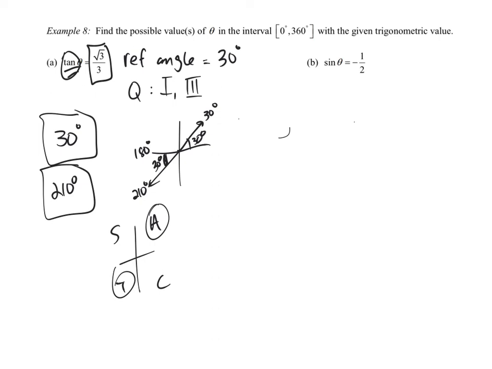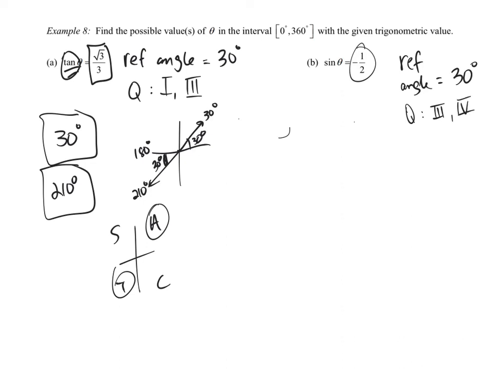Okay, for letter B, we want to first of all figure out the reference angle. So we need to figure out what reference angle gives us a sine value of a half. And so if you look at your chart, once again, you'll see that that is going to be 30 degrees. Sine of 30 degrees is a half. And so now I want to figure out what quadrants I'm going to be in. Well, this time we have a negative number for sine, and I know that sine is a negative number in quadrant 3 and quadrant 4.